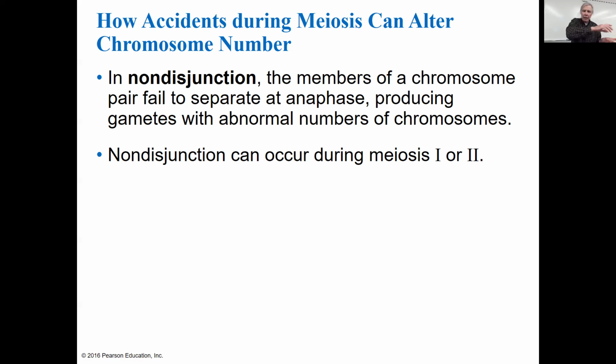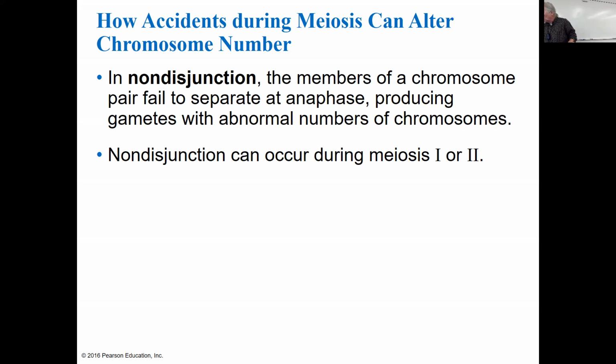So one cell over here gets an extra chromosome, and one cell over here is missing a chromosome. That's called a monosomy when there's a missing chromosome, and a trisomy when there's an extra chromosome. And these are called aneuploidies. Euploidy is the correct number of chromosomes, but for people, it's 46. Aneuploidy is an incorrect number of chromosomes. That is, missing one, 45, or having an extra one, 47.